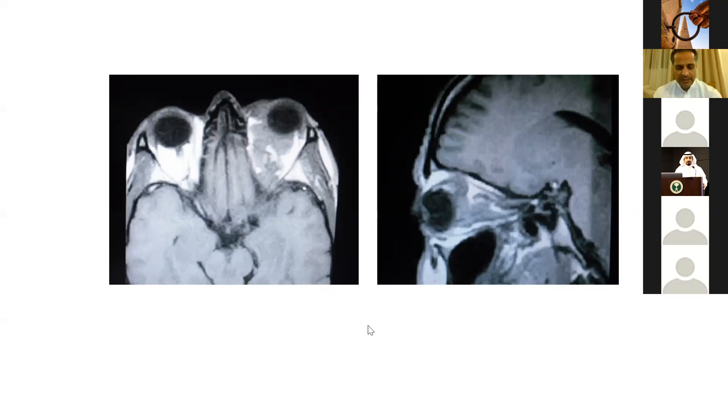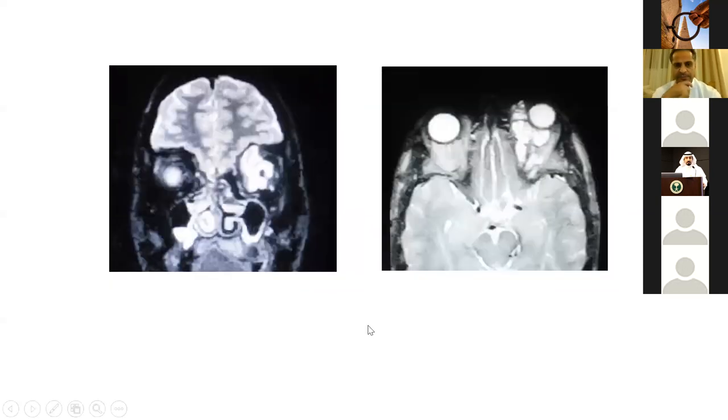What do you think, Dr. Adel, is going on with him? I'm not sure. It could be like a fungal lesion. You know, it cannot be fungal with this many years. So can you describe the lesion more?